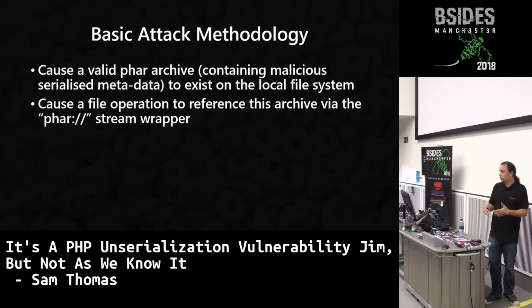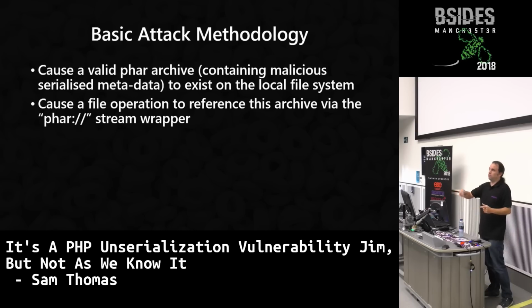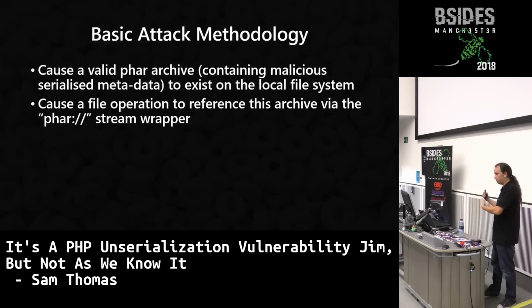So from this, an obvious attack methodology emerges with two parts. We need to get one of these archives onto the target, and then we need to reference it through the stream wrapper to cause our payload to be unserialized. And this is quite similar to local file include vulnerabilities. In that case, we need to get a file onto the target and then include the source code.